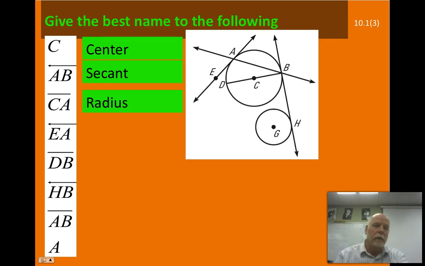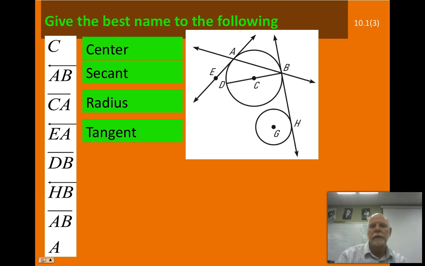Arrowhead knocked off again here, or cut off here. So line EA, if we look at that, line EA is on top of that big circle there, and so it's going to hit the circle in one place only. And so line EA is a tangent line to circle C. You would say line EA is tangent to circle C.